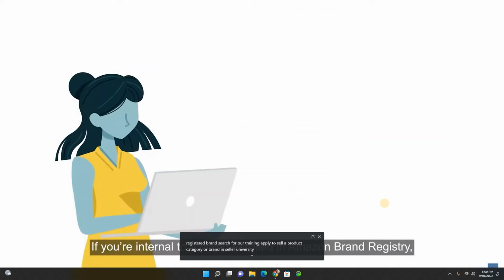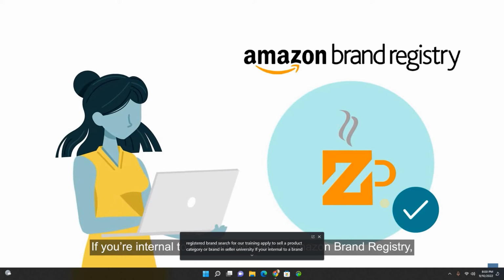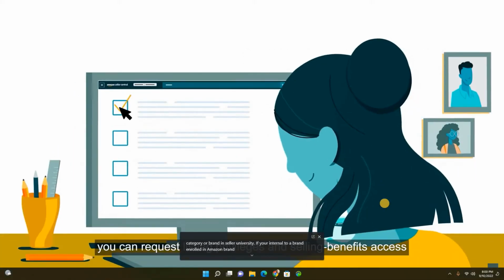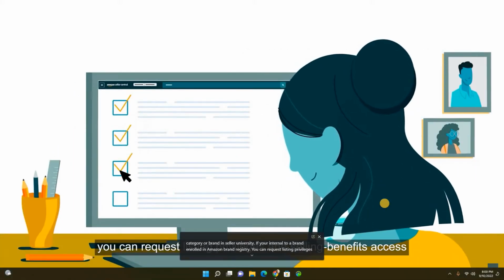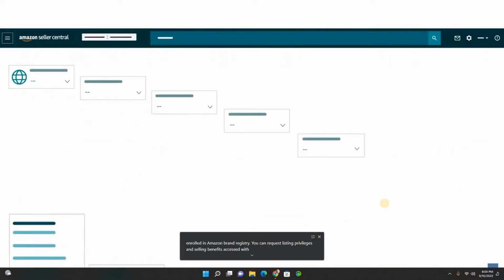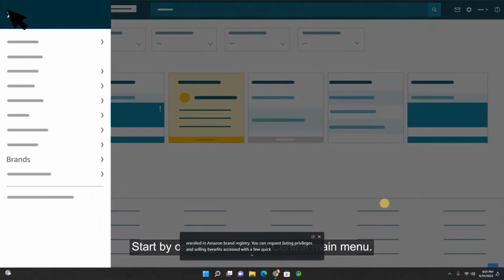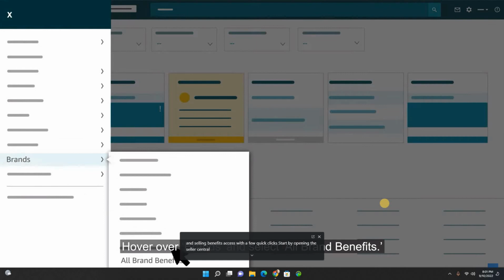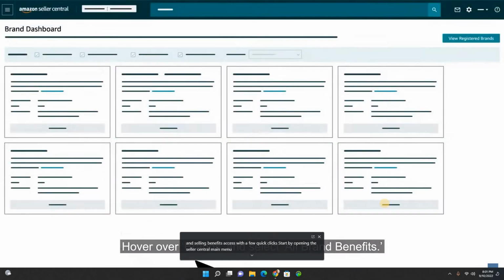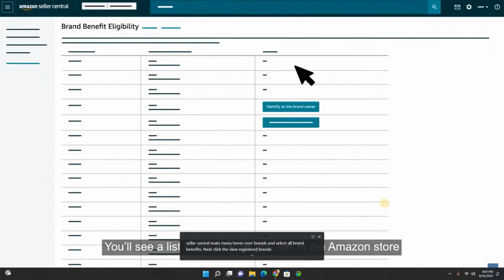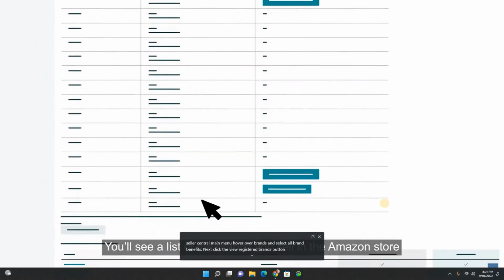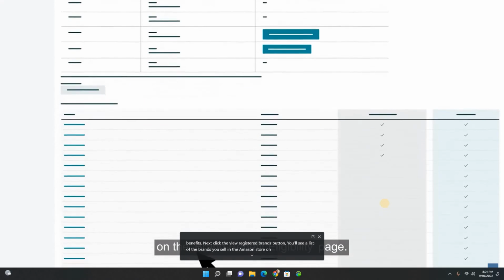If you're internal to a brand enrolled in Amazon Brand Registry, you can request listing privileges and selling benefits access with a few quick clicks. Start by opening the Seller Central main menu. Hover over Brands and select All Brand Benefits. Next, click the View Registered Brands button. You'll see a list of the brands you sell in the Amazon store on the Brand Benefit Eligibility page.